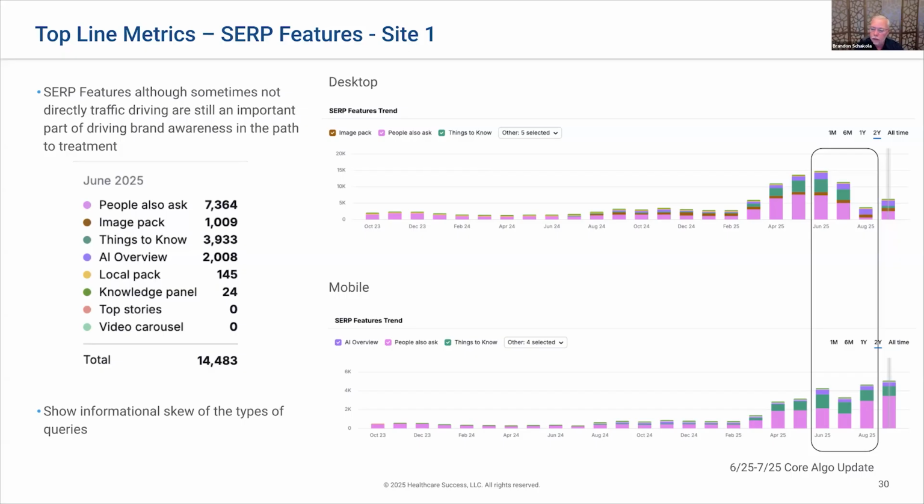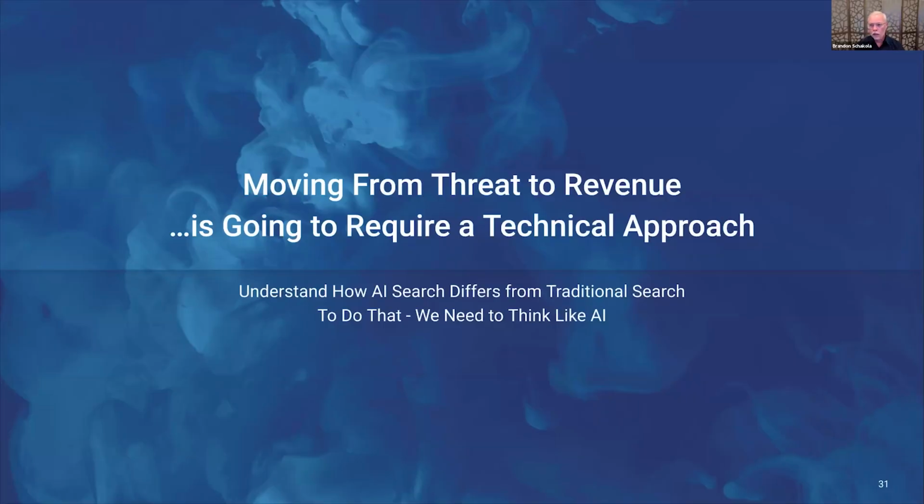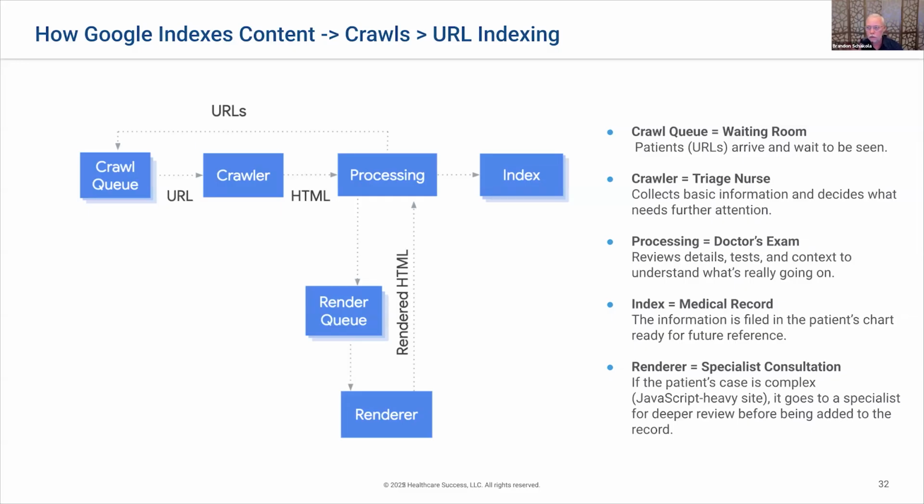Something to note as well is AI overviews are also not just showing up at the top of the screen, they're actually getting tucked into people also ask, and they're actually answering the questions in there. So there's a little bit of sneakiness and recursion in what's appearing there. So how we move from threat to revenue, it's going to take a much more technical approach. We have to understand how AI search differs from traditional search. And to do that, we need to learn to think like AI, which is going to be fun for most of us.